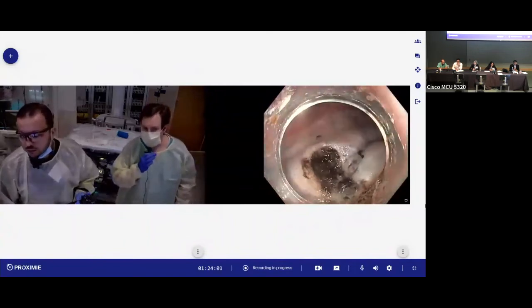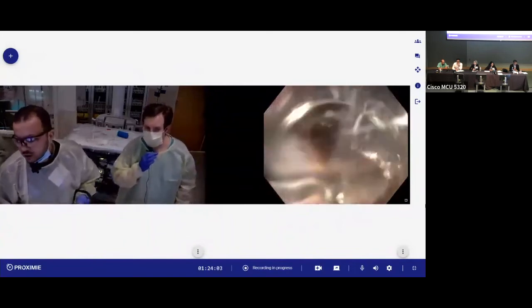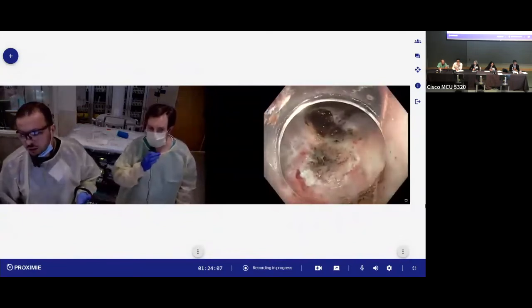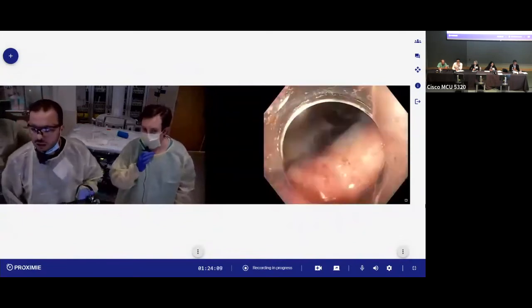Yeah, I think if you tried to fire clips on this, it would slip right off the edges. It's very stiff. You also have the injectate there, which I think is going to make it even more difficult. So yeah, I think clipping may work against you. You may scrape that clot off there.